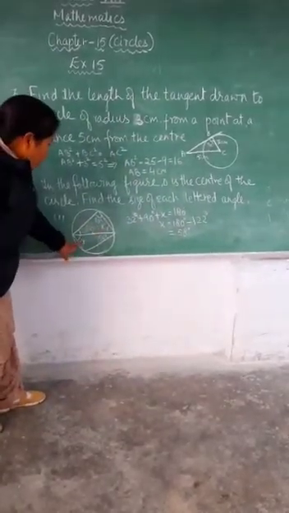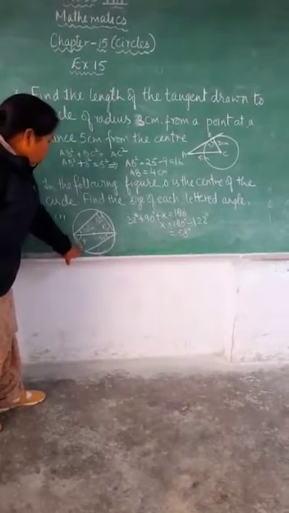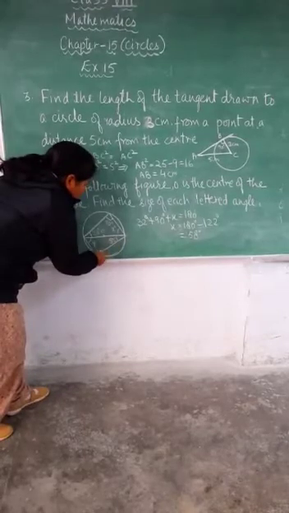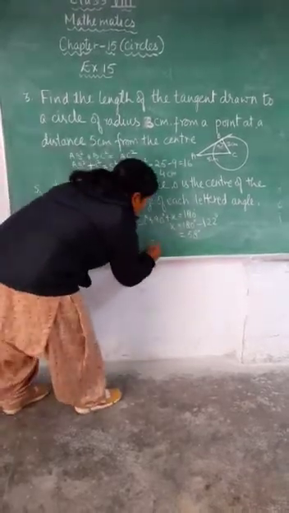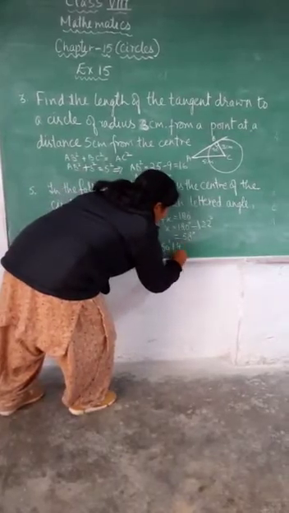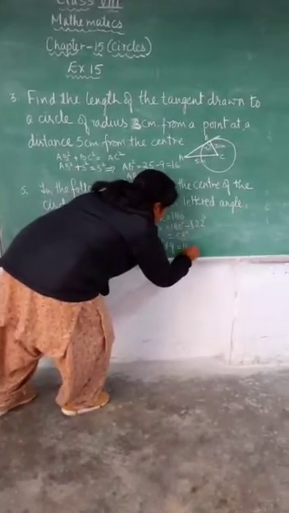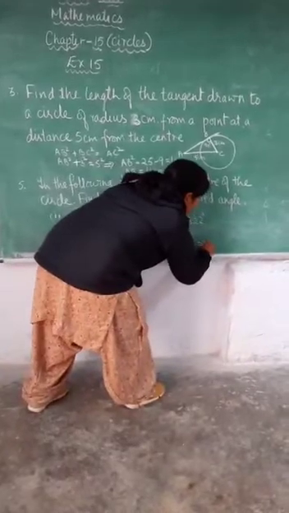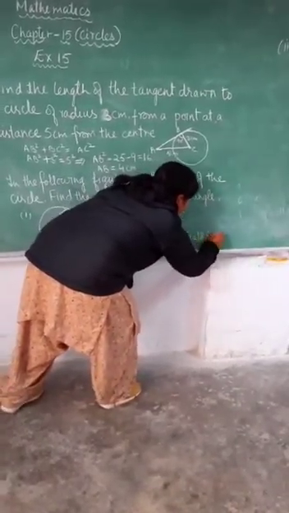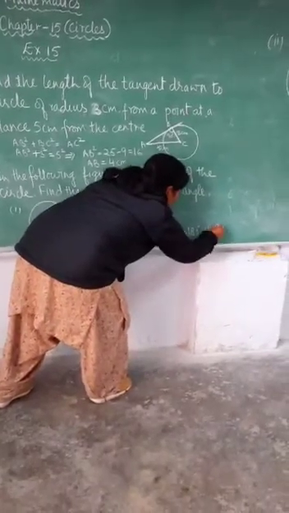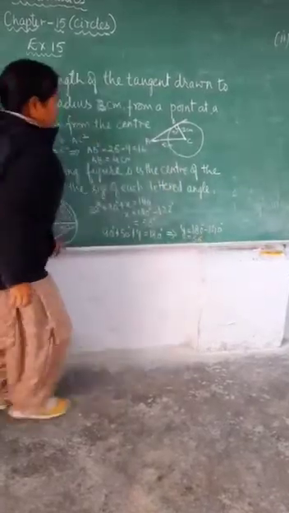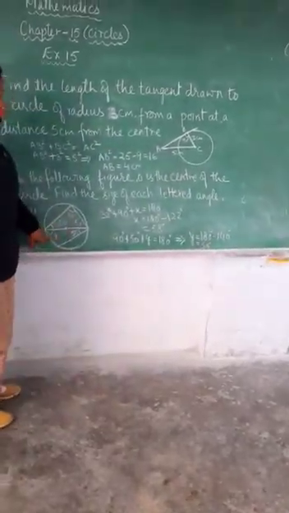Now you can find out the value of y also, because this angle is equal to 90 degrees, and this angle is given as 50. So 90 plus 50 plus y equals 180 degrees. So the value of y equals 180 degrees minus 140 degrees. 90 plus 50 is 140, and the value of y is 40 degrees. So in this way you can find out the angles.